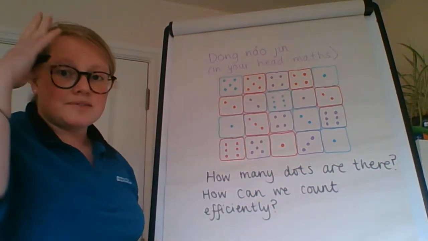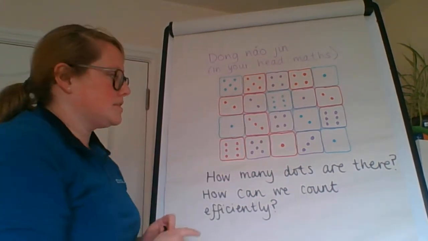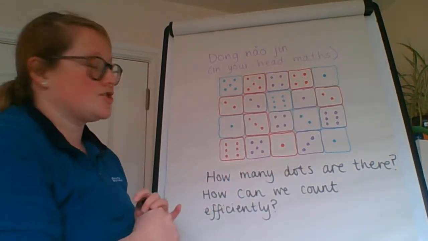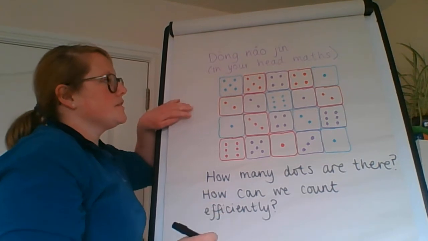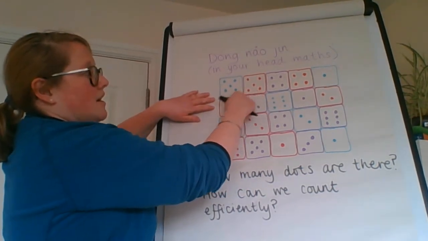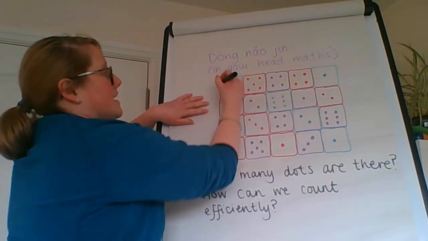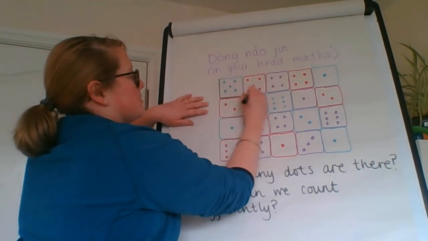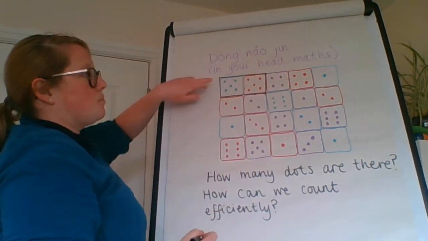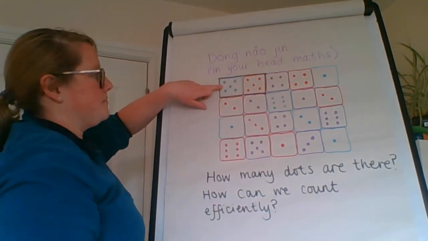Okay, so we're going to do this in our head. We are not going to count every single spot. We're going to do this methodically and efficiently. Okay, so the first one I can see straight away is a 5 and a 5. I know 5 add 5 makes 10. So I'm going to put a box around those. So that's one group of 10.